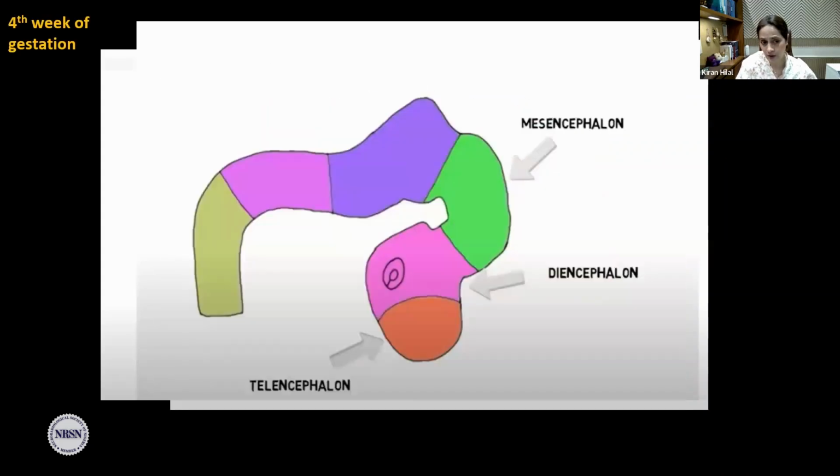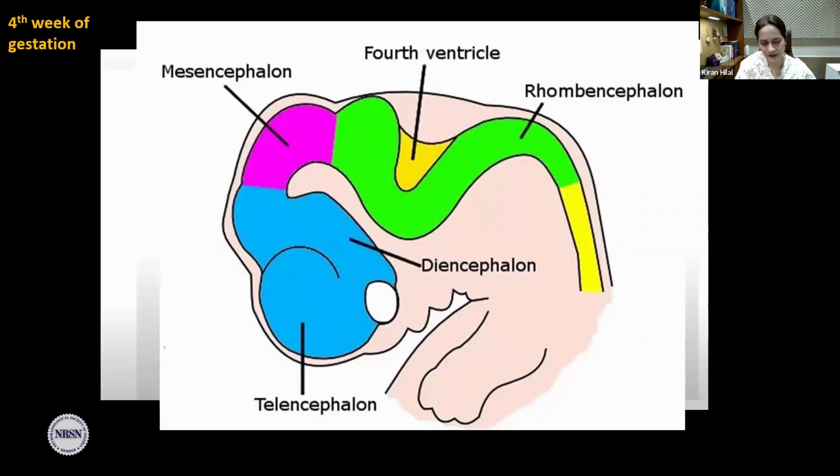Now talking about the rhombencephalon, which is the third. I just flipped this image. So this is again your telencephalon, the diencephalon, the mesencephalon, which is the midbrain. And look at this portion, which is the last, the rhombencephalon. The 4th ventricle starts forming from the dorsal aspect of the rhombencephalon. The ventral part gives the formation of the pons, and the distal portion gives the formation of the medulla. But the dorsal portion, as I said, gives the formation of the 4th ventricle. So remember these primary vesicles.